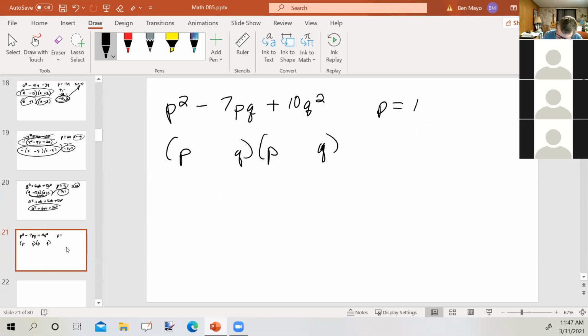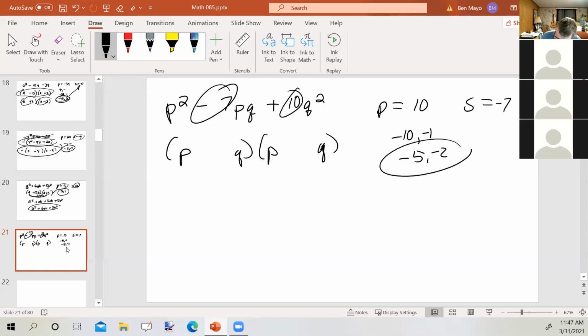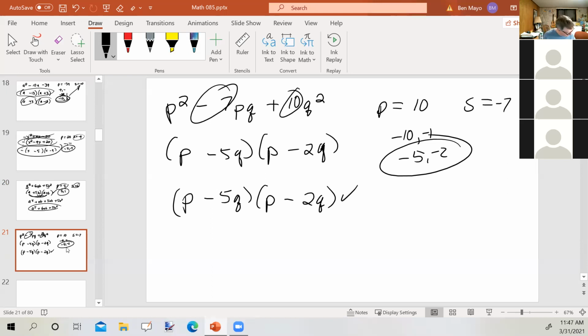All right. The product is 10. The sum is -7. To get a positive product, I need 2 positive factors or 2 negative factors. But if I have 2 positive factors and I add those numbers, I can't get a negative sum. So I'm looking for 2 negatives, -10 and -1, or -5 and, oh, there it is, -5 and -2. So -5 and -2. Let me rewrite that: p minus 5q times p minus 2q. All righty.